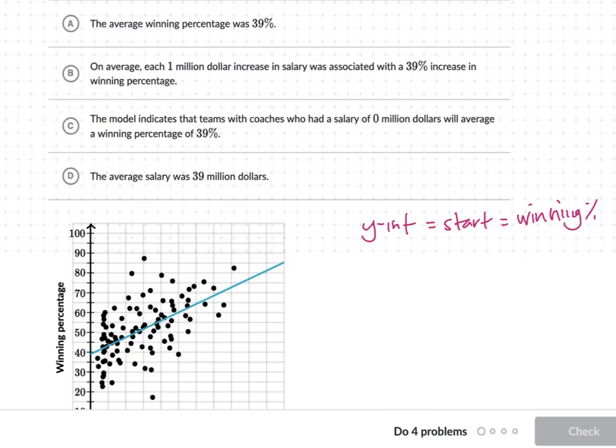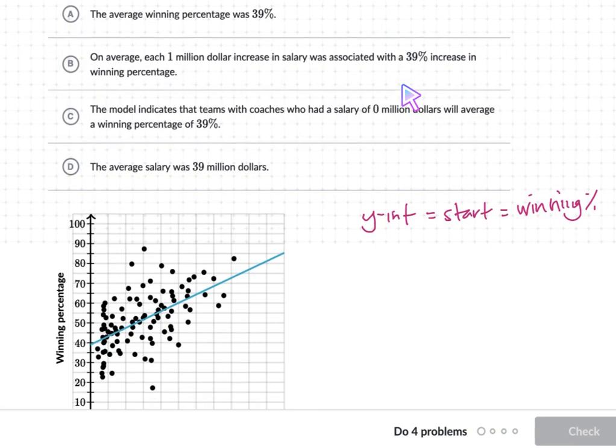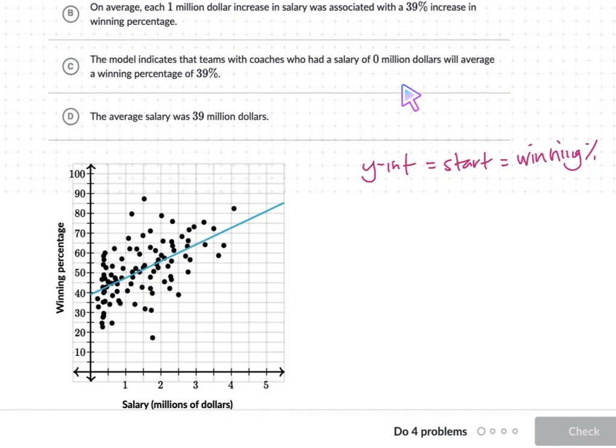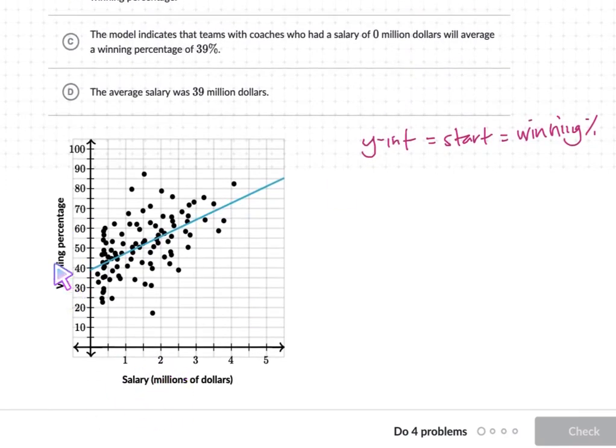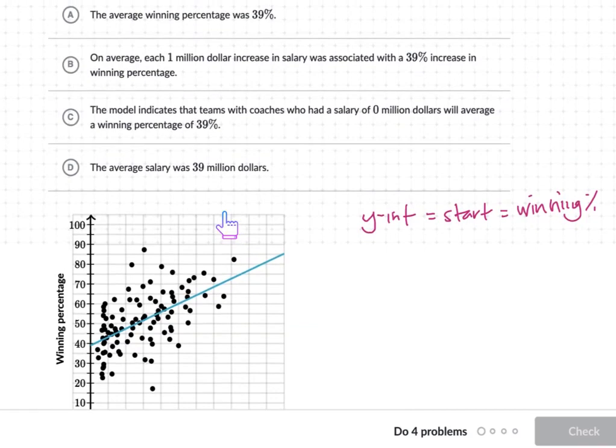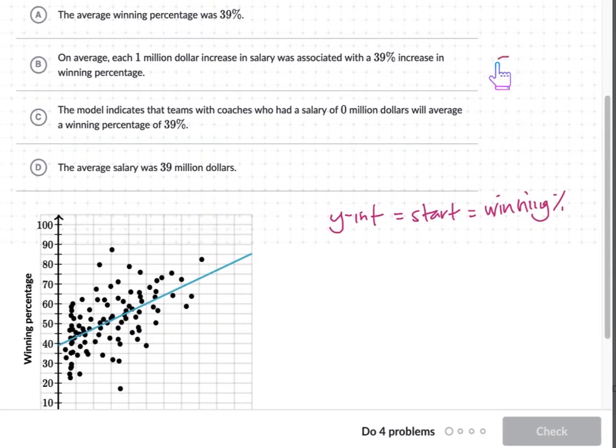B says on average each $1 million increase in salary was associated with a 39% increase in winning percentage. So when I see this $1 million increase in salary associated with the 39% increase in winning percentage, I notice that it's talking about the salary and the winning percentage together. That sounds to me like it's actually talking about slope, because it's talking about how the two different variables, the winning and then the salary increases, are related to each other. So that doesn't seem right.